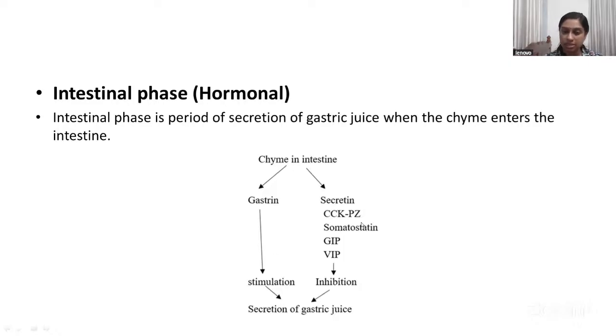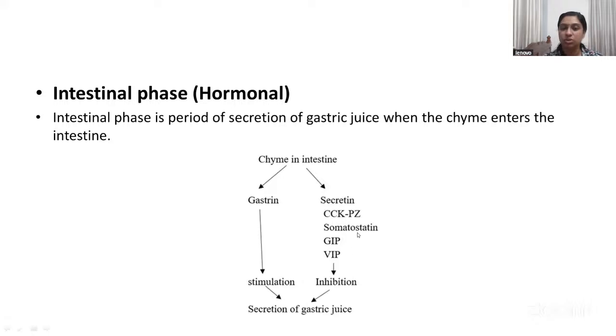And the chyme in the intestine is stimulated by gastrin, leading to stimulation and secretion. In the early stage of the intestinal phase, there is an increase in gastric secretions due to the secretion of gastrin from the small intestine. So the amount of gastric secretions is increased in the initial stage of the intestinal phase, whereas in the later stages, the gastric secretions essentially halt.